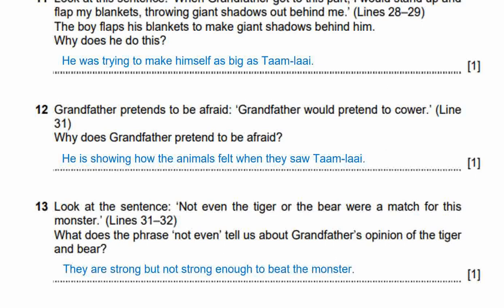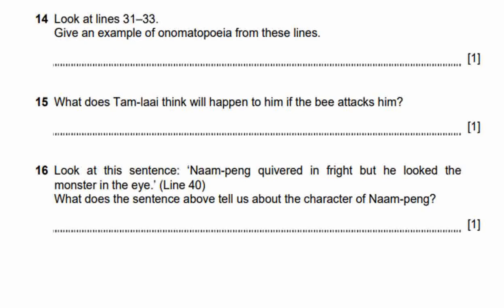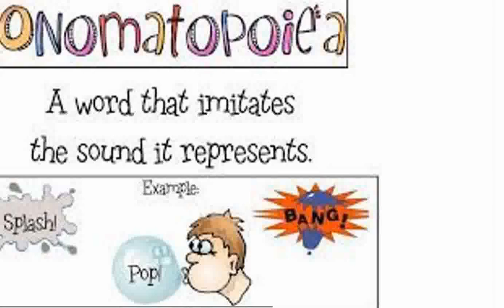Now let's move to question 14. Question 14, look at lines 31 to 33. Give an example of onomatopoeia from these lines 31 to 33. Let's check. Before that, let's see the definition of onomatopoeia. Onomatopoeia is a word that imitates the sound it represents, like splash of water, pop of balloon, bang. Okay, that is onomatopoeia. Now let's see from the insert.